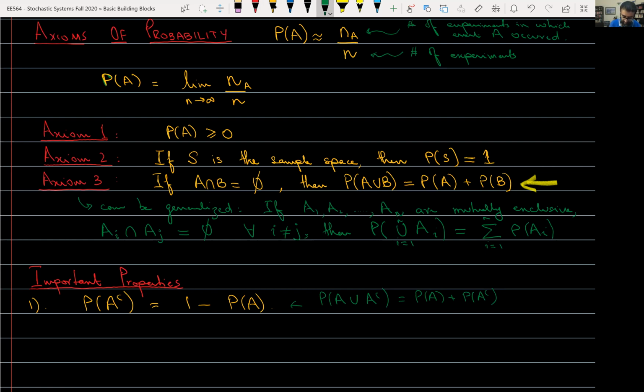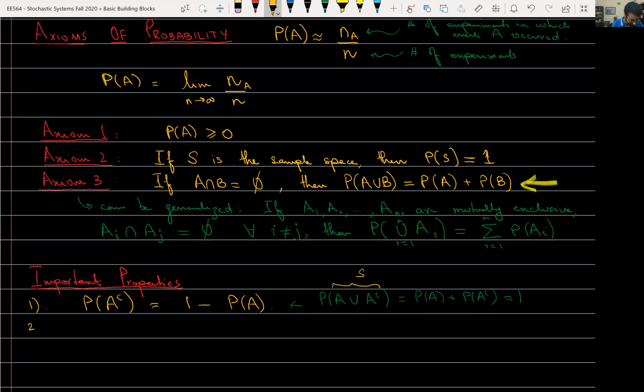But this thing here is nothing but the entire sample space S. Therefore, this must be equal to 1. And this completes the proof. And so probability of A complement is just 1 minus probability of A. Okay?